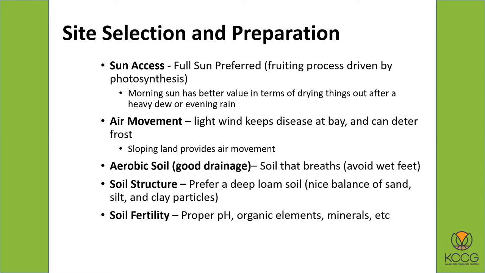Air movement is also incredibly important. Anytime you can get wind through the tree, through the canopy, that is going to also deter fungus. It can also deter frost. Light winds can help so the frost does not settle on, let's say, a blossom or a newly formed fruit. Also, sloping land provides for good air movement. You think about cold air settling and hot air rising. If you're on a slope, you get that transference of air. So that creates good air movement.